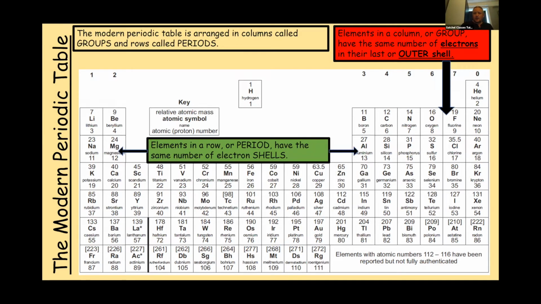Elements in a row or period have the same number of electron shells. So, for example, fluorine, chlorine, bromine, iodine, astatine, they're in the same column, so every last shell of theirs has 7 electrons because they're in group 7. But fluorine has 2 shells, chlorine has 3 shells, bromine has 4 shells, iodine, and so on. And this is because as you go down a level, you increase the number of shells.